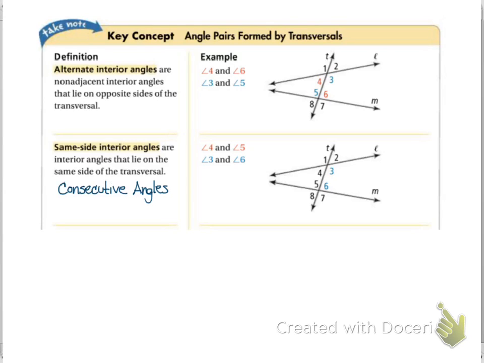The next definition is same side interior angles. They are interior angles that lie on the same side of the transversal. Now remember, the alternate interior is between the two lines and it's going back and forth. Well, on the same side interior, here's our transversal right here again. It is also called consecutive angles. We're going to hear both of those terms. Another example of consecutive angles is 5 and 4.